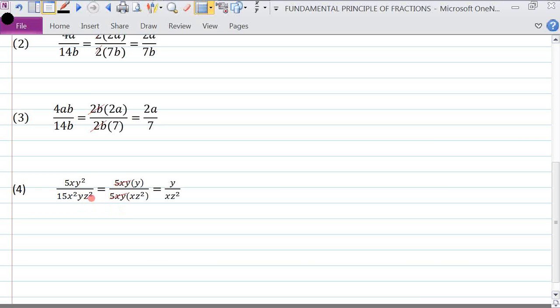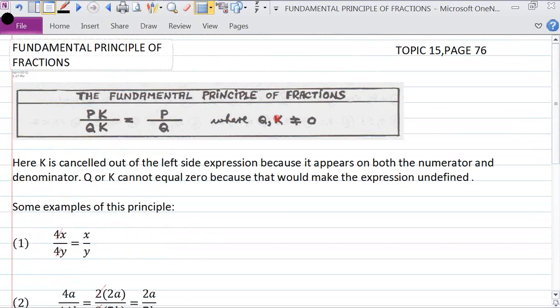I don't take out a z term because there is no z term on the numerator. So I take out the 5xy times y gives me 5xy squared. 5xy times xz squared gives me 15x squared yz squared. I cancel the 5xy on the top and the bottom, and I get y over xz squared. And I ask myself, can I reduce this further? Is there some common factor to both the numerator and the denominator? The answer is no.